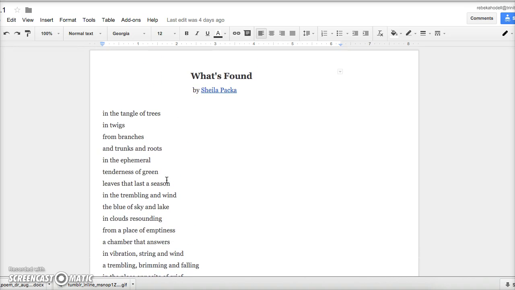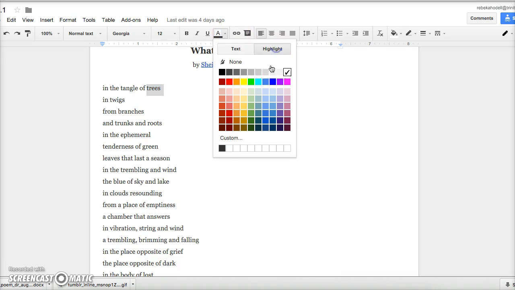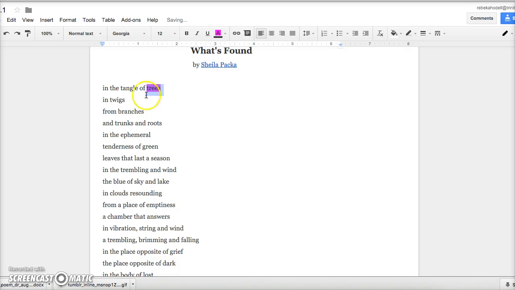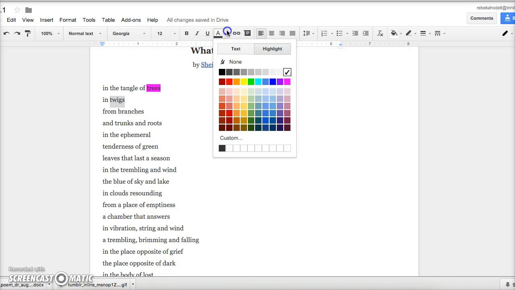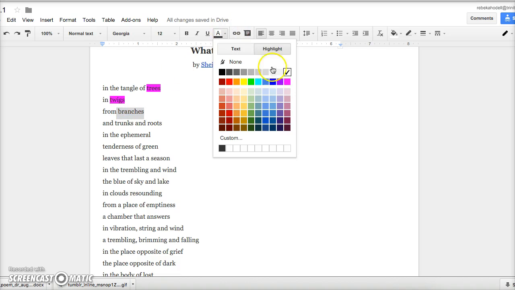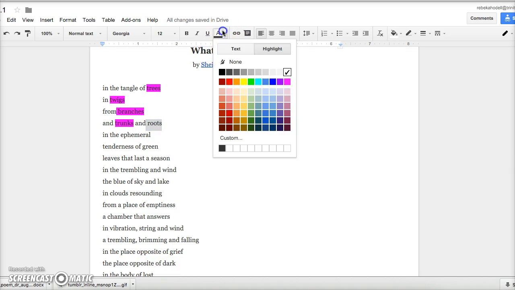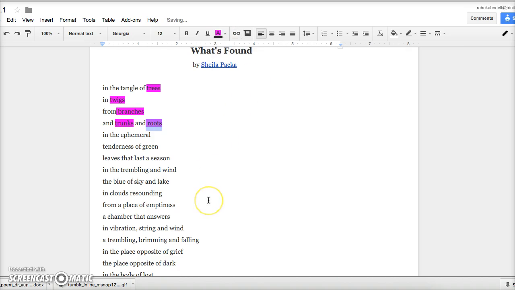So now I can just start to look for patterns. So the first thing I notice is I'm looking for images, right? So I'm going to start with tree imagery, and I'm going to give it a color. I'll give it this hot pink. And every time I see words or images that have to do with trees, I'm going to mark it in this magenta color. So I have trunks of a tree, and roots of a tree.